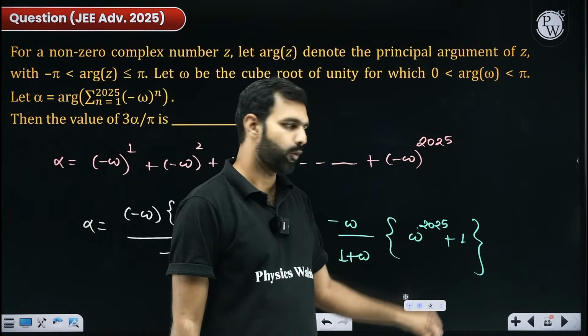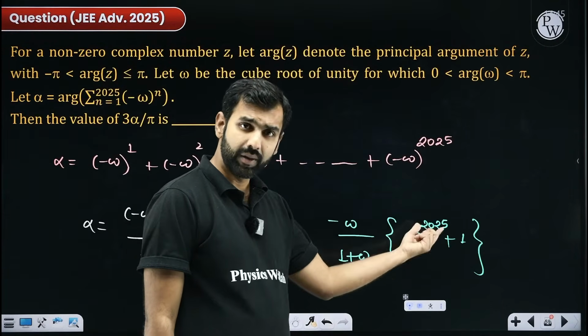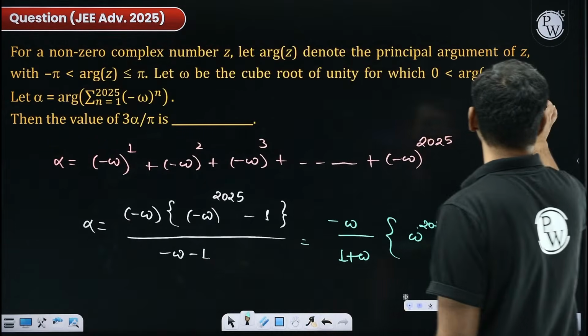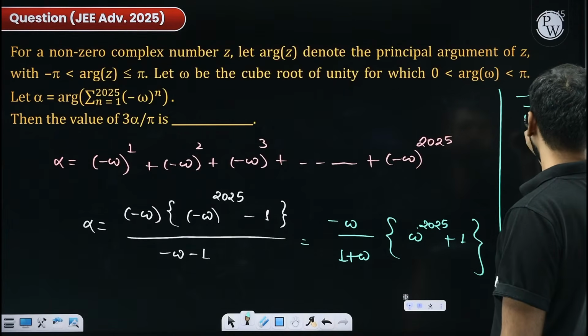So 2, 2, 4, 4 plus 5 is 9. So it is a multiple of 3. That means omega cube is 1. So this is 1 plus 1, which is 2. So now what am I left with? Minus 2 omega upon 1 plus omega.